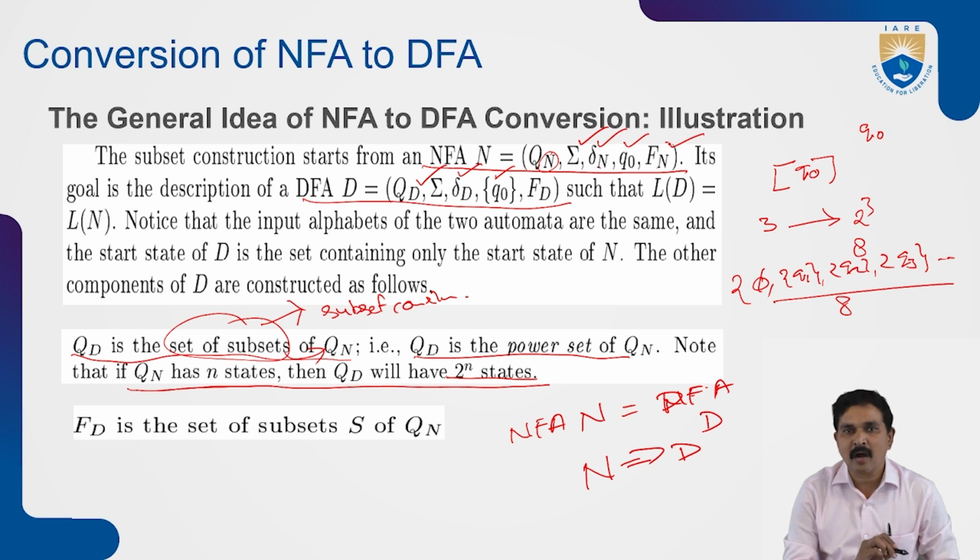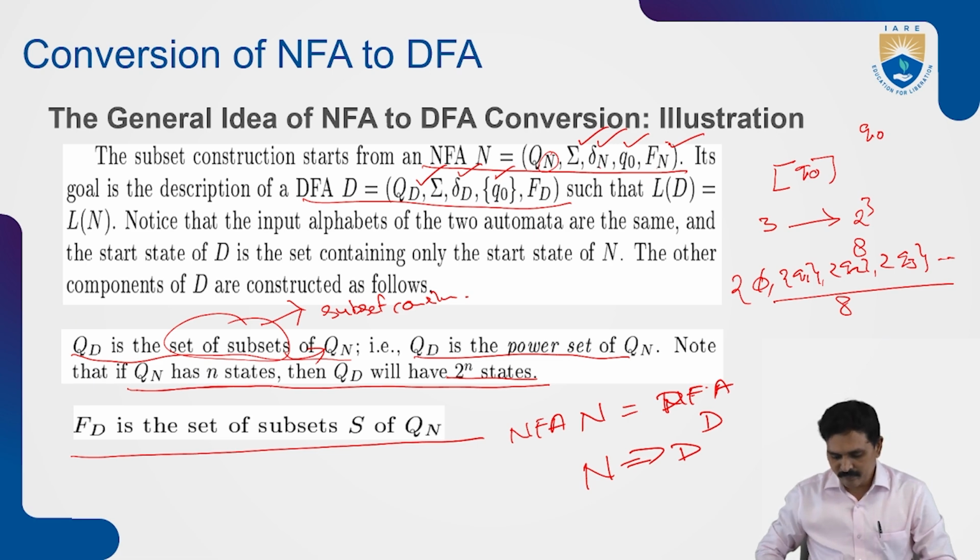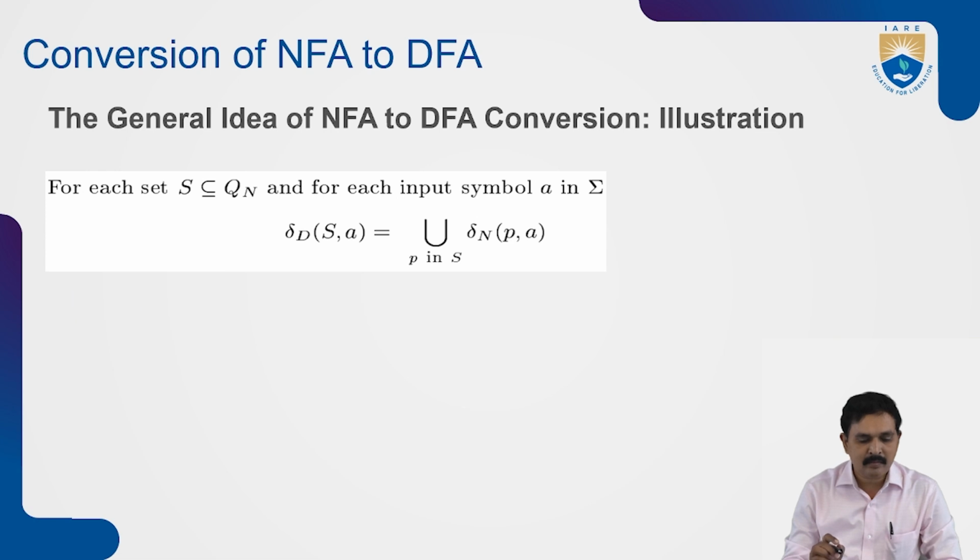Prior to that, we have the regular expression for a particular regular language. The final question is regular expression to finite automata, that is, regular expression to NFA to DFA. This we are going to cover in today's class. So finally, FD is a set of subsets of the states, capital S of Qn. So we have to check it.